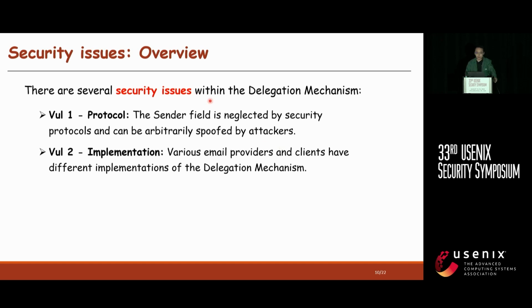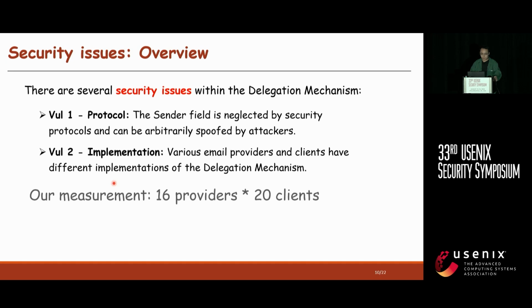In this part, I will introduce our main findings. There are several security issues within the delegation mechanism. First, the protocol issues. As we mentioned above, the sender field is neglected by most security protocols and can be arbitrarily spoofed by attackers. And the second one comes from implementation issues. According to our findings, various email providers and clients have different implementations of the delegation mechanism. So we launched a measurement study on 16 mainstream providers and 20 different clients.